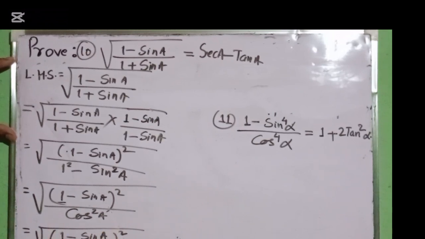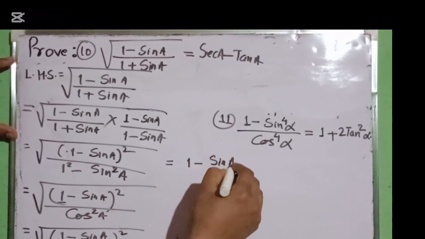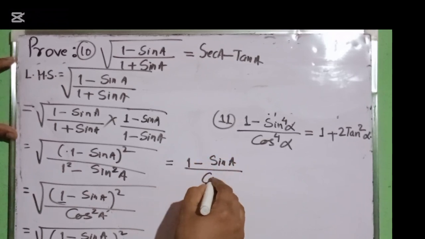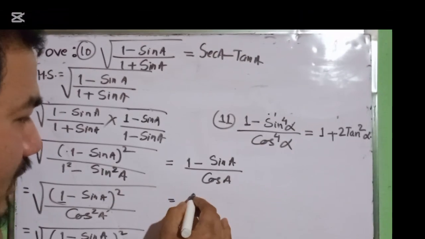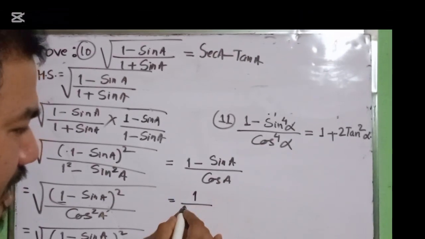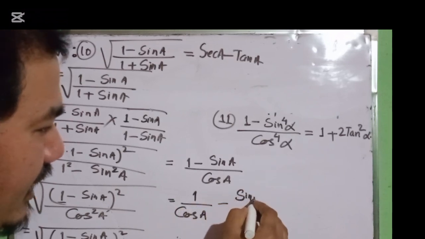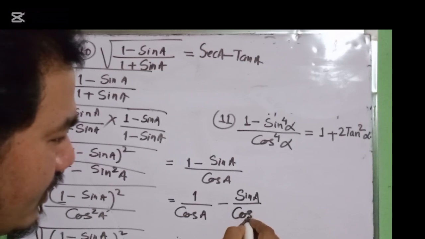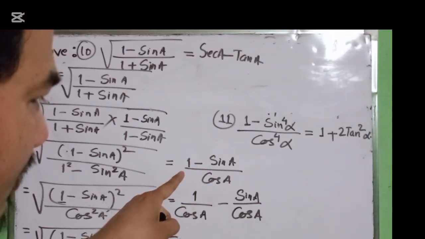Now this square and square root will be cancelled, and here is remaining 1 minus sin A, down is there cos A. The square root cancels with the square here, then here is a single denominator. In such case, we have to separate this one. This is 1 by cos A, and this side it will be sin A by cos A. 1 upon cos A minus sin A by cos A. If we take LCM, then again it will become the same.